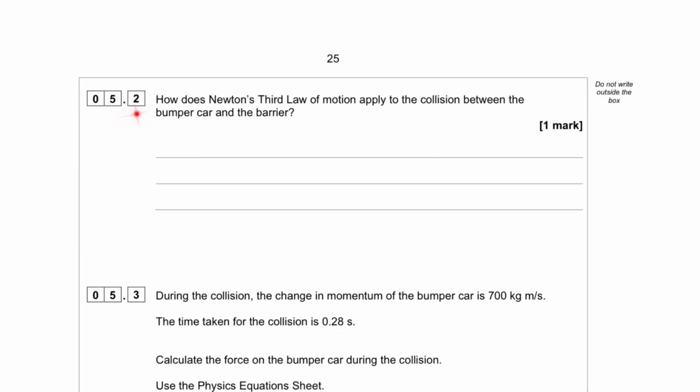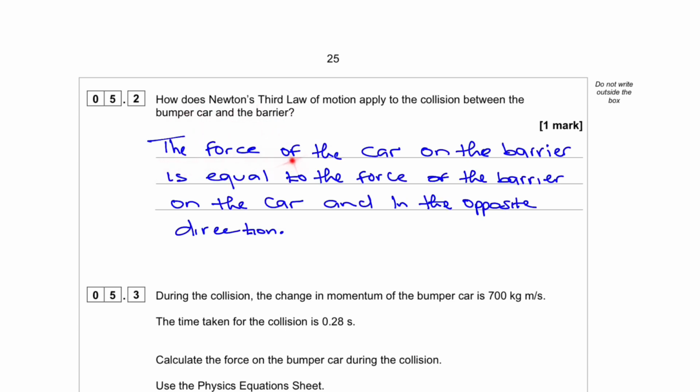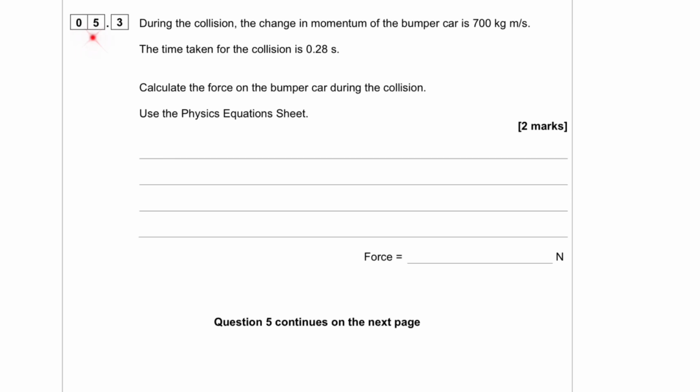Question 5.2. How does Newton's third law of motion apply to the collision between the bumper car and the barrier? The force of the car on the barrier is equal to the force of the barrier on the car and in the opposite direction.